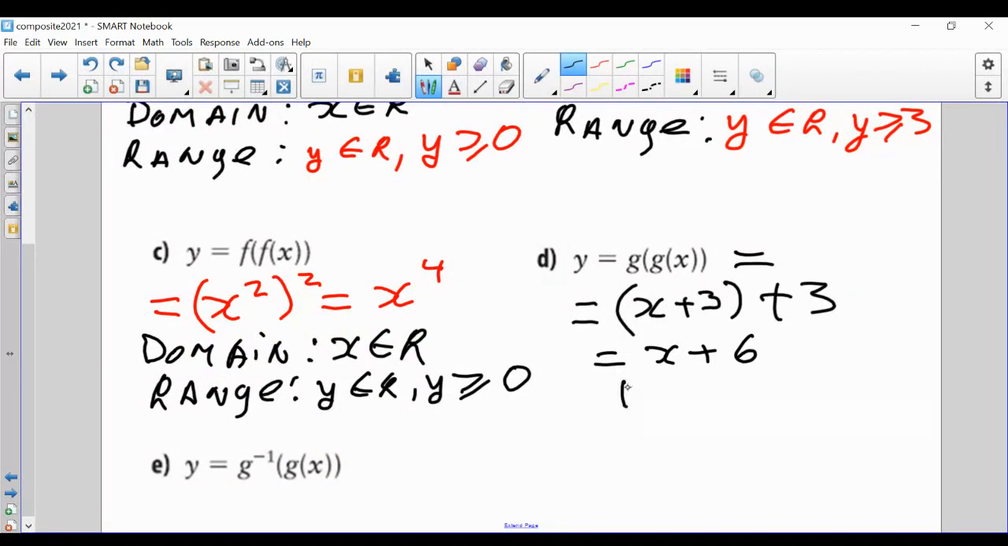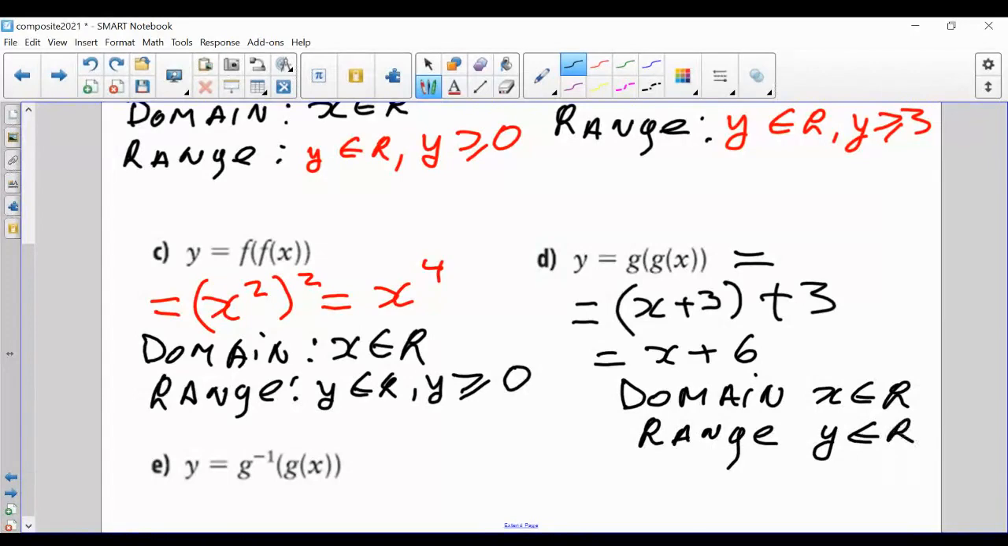So domain and range, come on, folks, we don't have to spend a lot of time on this. The domain of this straight line is x is an element of the real numbers. The range of this function is y is an element of the real numbers. I'm not going to spend any time on that, and I'm not going to draw a straight line either. We know how to draw a straight line. Okay, last one is this.